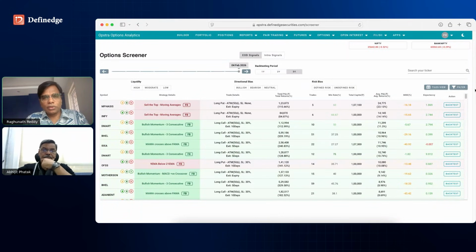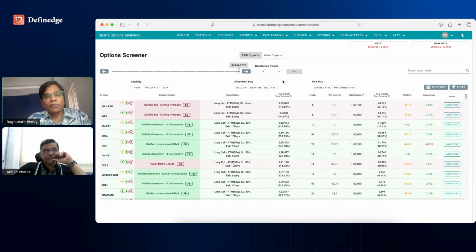Now, in the screener, we also show what is the total returns and what is the strategy, for example. Like if we buy long put, what is the put that we buy? 50 delta. And are we using any stop loss? On what is the exit basis for this strategy? And then what are the total returns so far?